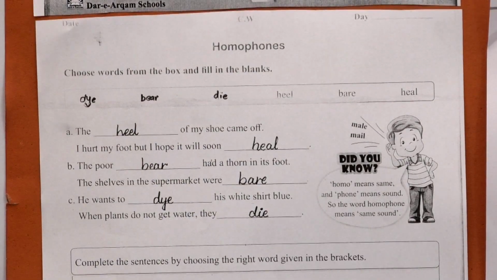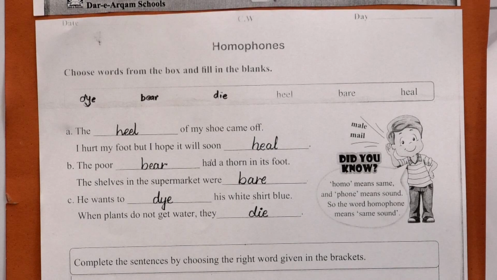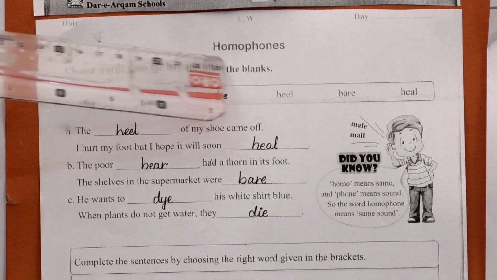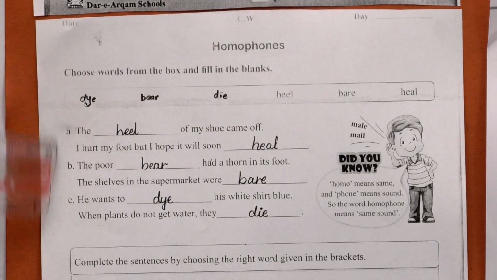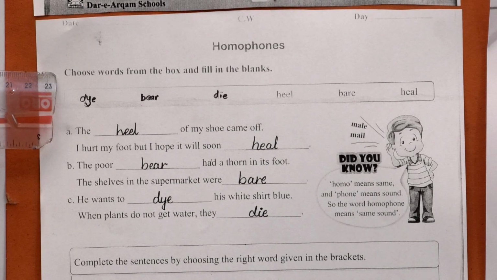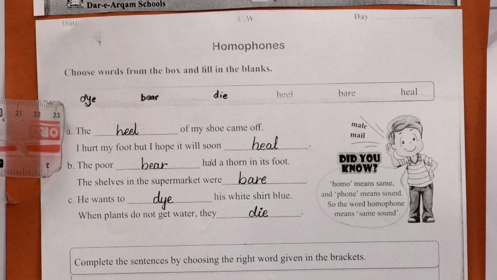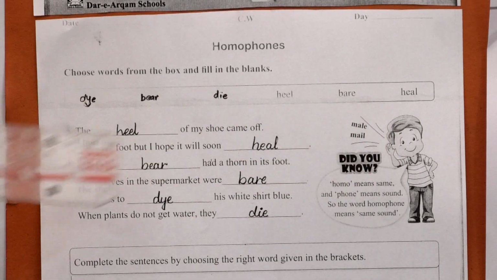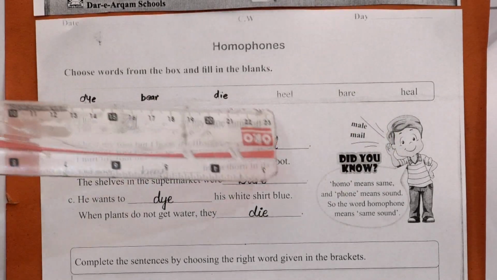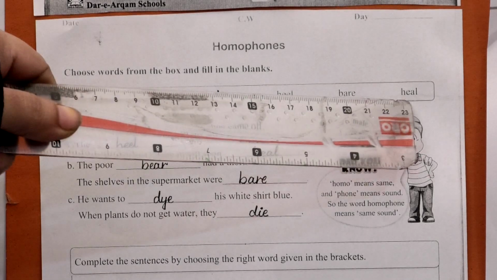Now we'll move on to page number 59. This is also related to homophones. Let's start the question. Choose words from the box and fill in the blanks. Words are given in the box: dye, bear, die, heal, here, heel.